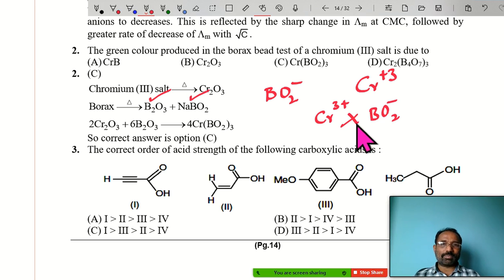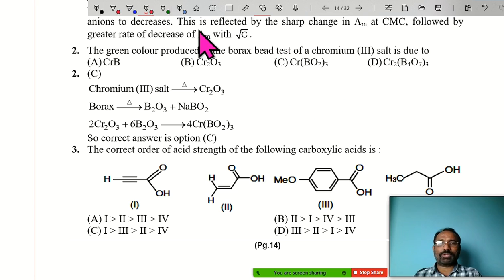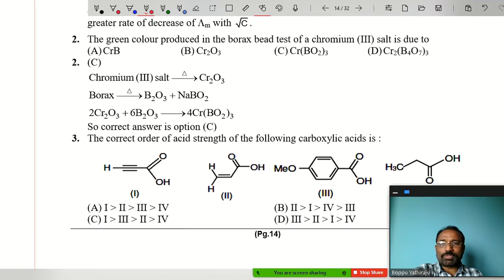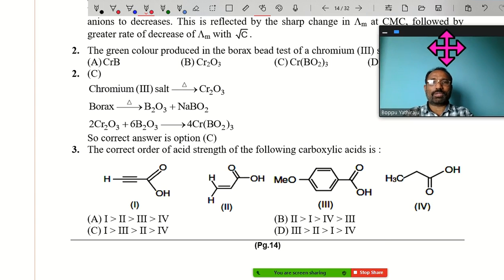So on crisscross method, we are getting Cr(BO2) taken thrice. Therefore, the right answer is C. What is the right answer? Right answer is C. Next. See question number 3. In case of question number 3, just observe it.